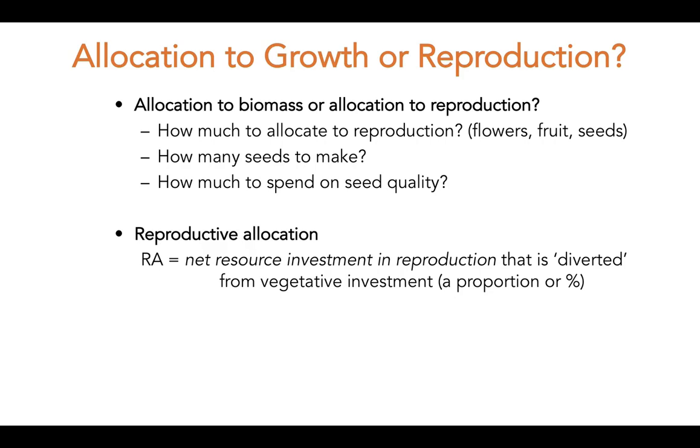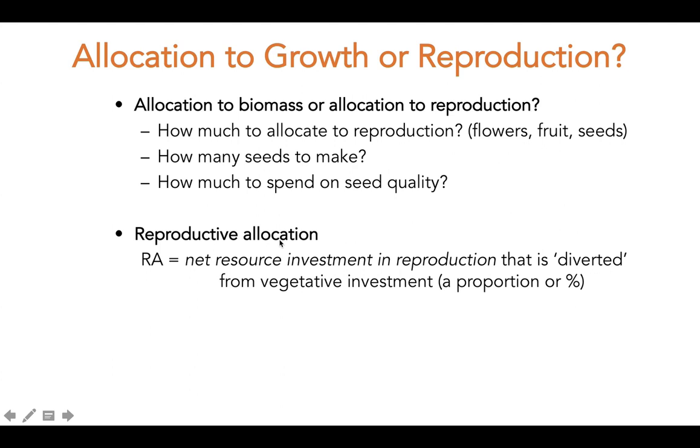So allocation to reproduction. Should a plant allocate to growth or reproduction? Here are the typical scenarios that natural selection grapples with depending on the local environment. How much to allocate to reproduction, as in flowers, fruits, and seeds? How many seeds should selection influence a plant to make? How much to spend on seed quality?